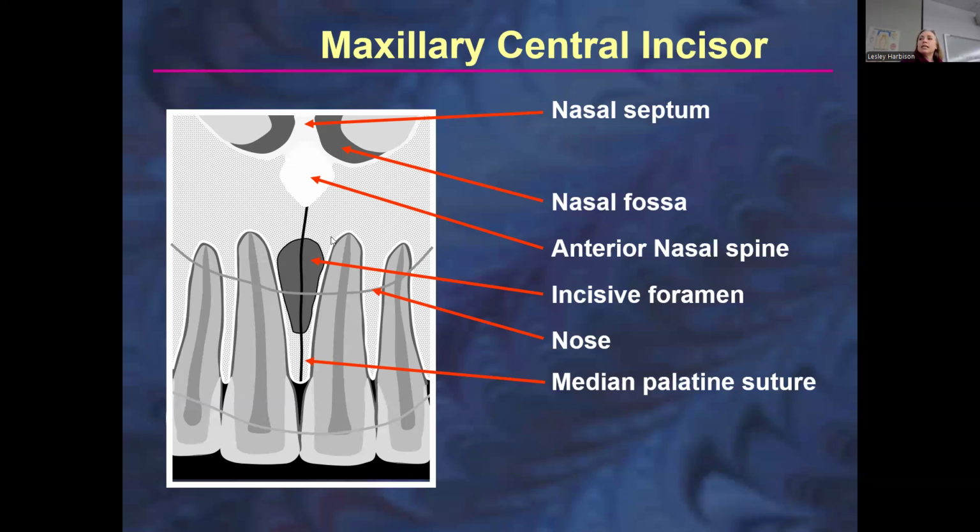The incisive foramen is an area of the bone that's scooped out and thinner, so it looks radiolucent, and it usually looks oval. The median palatine suture is a part of the bone that just doesn't come quite together, and so there's a space there, and anytime there's space, it's radiolucent.